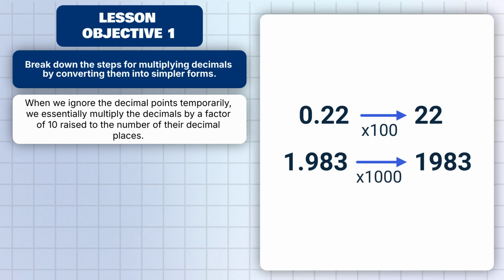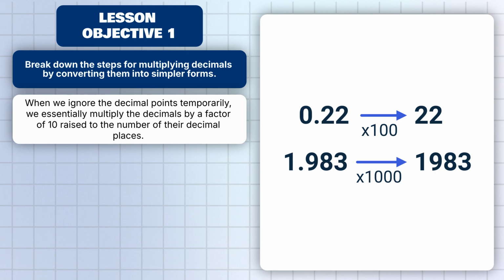When we add the decimal places back in at the end, we are dividing by the same total factor of 10, in our example by 100,000, since 100 times 1000 equals 100,000. This ensures our answer remains accurate and reflects the correct value. By systematically following these steps, you can accurately multiply decimals and use this skill in various practical and academic scenarios.